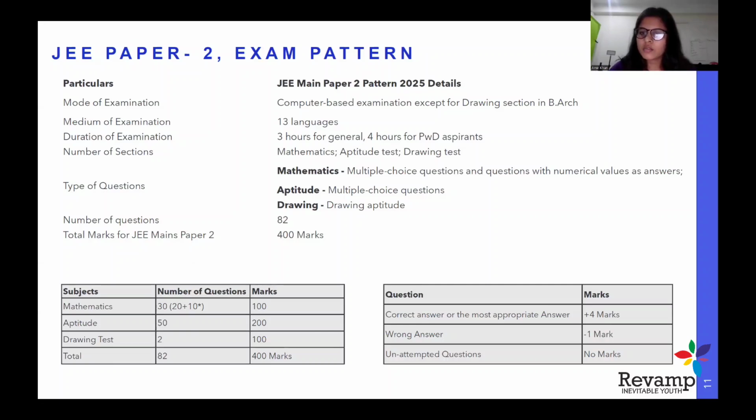In mathematics, you will have multiple choice questions, and a few numerical questions where the answers are numbers. So there will be MCQs, and then there will be a few numericals also, where you have to answer in numbers. Then there will be an aptitude test, based on your general knowledge for architecture. It will have multiple choice questions again. Then there will be a drawing test, where you will be given 2 sheets, and you will have 2 to 3 options of what you have to draw. That will also be checked.